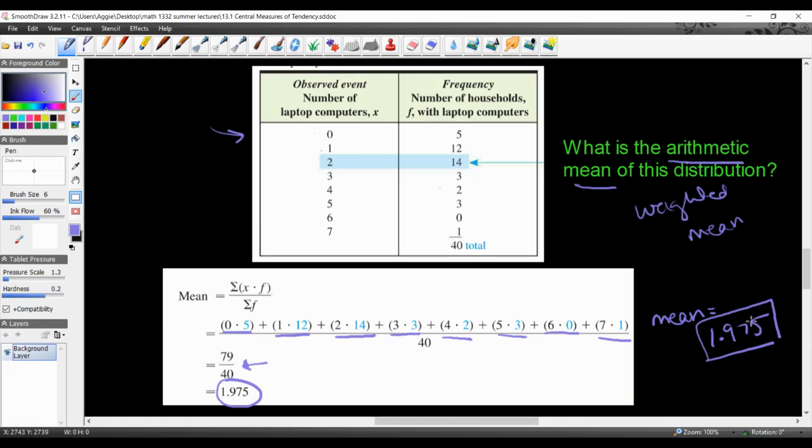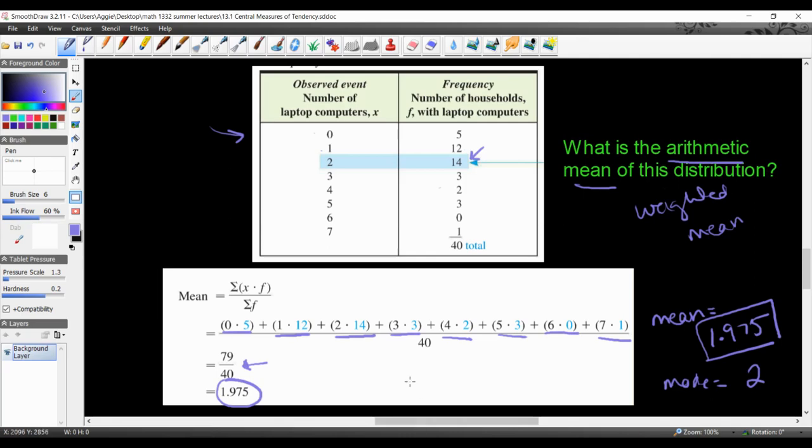Could you find the mode and the median? Yeah, you could. You could say, well, which of these happen most often? So the mode for this one looks like it would be this one. It would be 2, because there was 14 of them. So the mode would be 2.